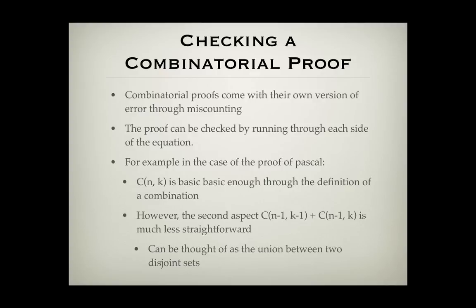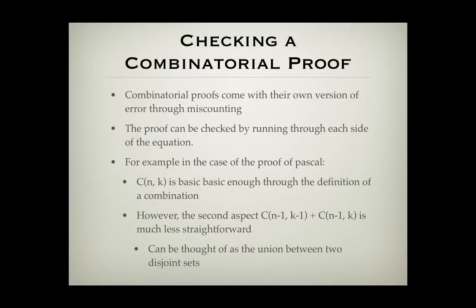It can be thought of as the union between two disjoint sets. Let set A be equivalent to the first side of the equation, that is, choosing k-1 from n-1 elements. In this case, set A represents the situation in which the team in question does make the bracket. Then let set B be the situation where the team does not make the bracket, that is, choosing k from n-1 elements. The situation where the team does make the bracket and the situation where the team does not make the bracket are disjoint. That is, no members of the set are counted twice.